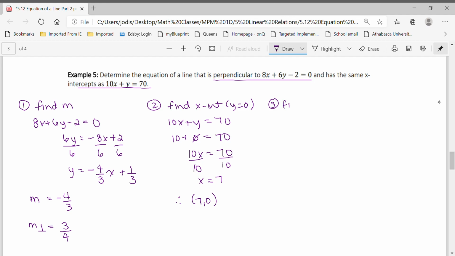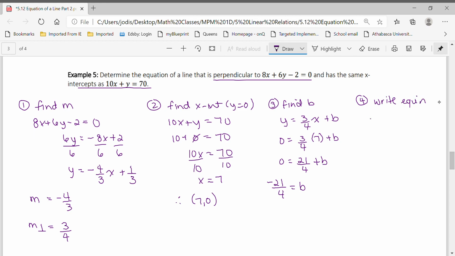So now we can find our b, right? We have the slope and we have a point. So our slope is 3 over 4, and our point is this x-intercept here. So y is 0, and x is 7. 7 times 3 is 21 over 4. Move that over and we get -21 over 4, which is our y-intercept. And now we can write our equation. So this is y equals, well, our slope was 3 over 4, x, and our y-intercept -21 over 4.